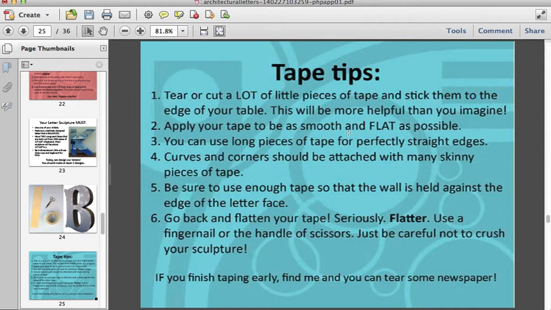Taping tips: cut a lot of pieces of tape because you really can't use too much. All the tape is going to be covered over with your paper mache, so you can apply as much tape as possible to hold that center piece of paper or board onto your letter. The curves and corners should be attached with many skinny pieces of tape. Be sure to use enough tape to hold those center pieces onto your letters. You also want to make sure that you go back and flatten your tape. You push it nice and flat because you don't want any ripples or bubbles on your letter once you're done.